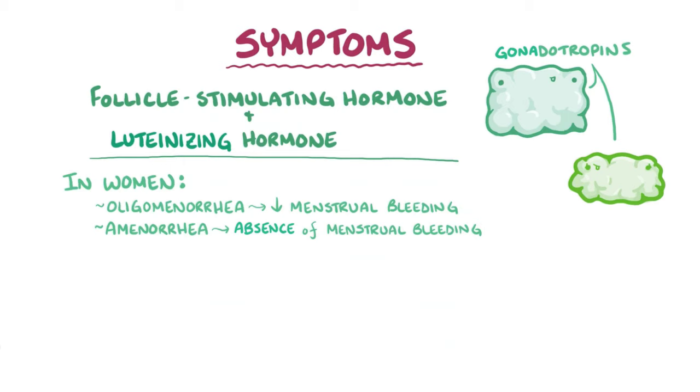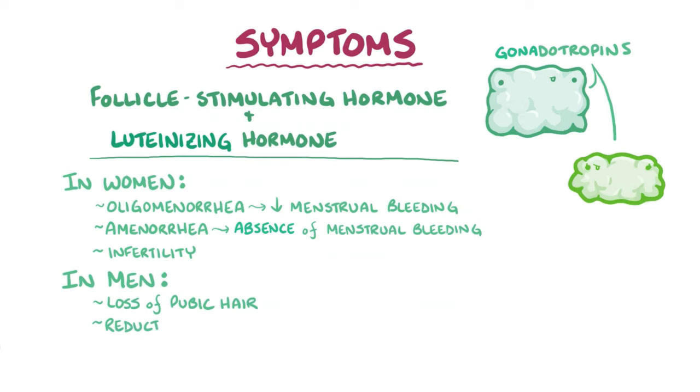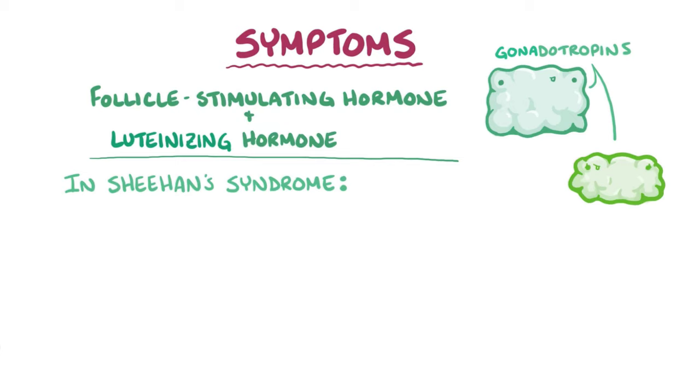Men might experience loss of pubic hair and a reduction in muscle mass. Both men and women commonly complain of a diminished libido. Loss of gonadotropins is also seen in Sheehan syndrome, resulting in similar symptoms like absent menstruation. But the loss of prolactin also causes problems with postpartum lactation.